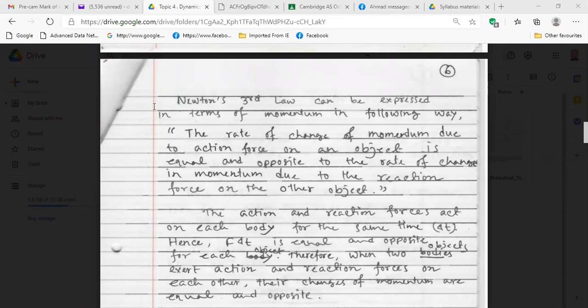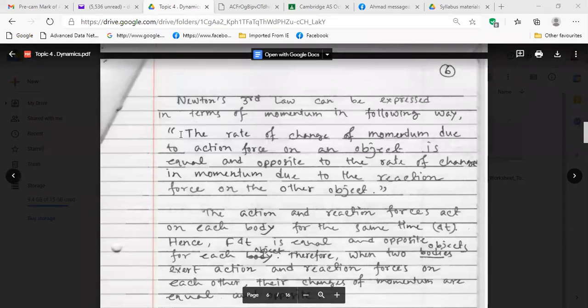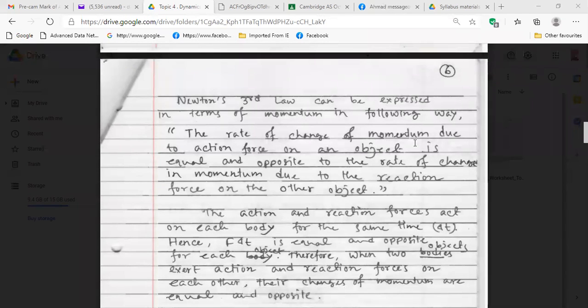Now Newton's third law. You write the heading Newton's third law, then write this statement: the rate of change of momentum. You know that Newton's third law in O level says every action has an equal and opposite reaction, right? Yes, sir. So that one now we will describe in terms of momentum.